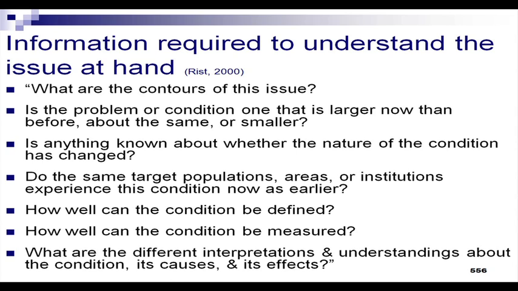So the catchment area, the people who are being affected by it. How well can the condition be defined? How well can the condition be measured? What are the different interpretations and understandings about the condition, its causes and effects? How do different people see the condition that we are trying to deal with? Government sees it one way, implementers see it one way, the people who are affected by it see it another way, the special interest groups see it another way, researchers see it another way. So do we have all that information with us? If we have all that information, it is easier for us, and the policy formulation process becomes much richer.